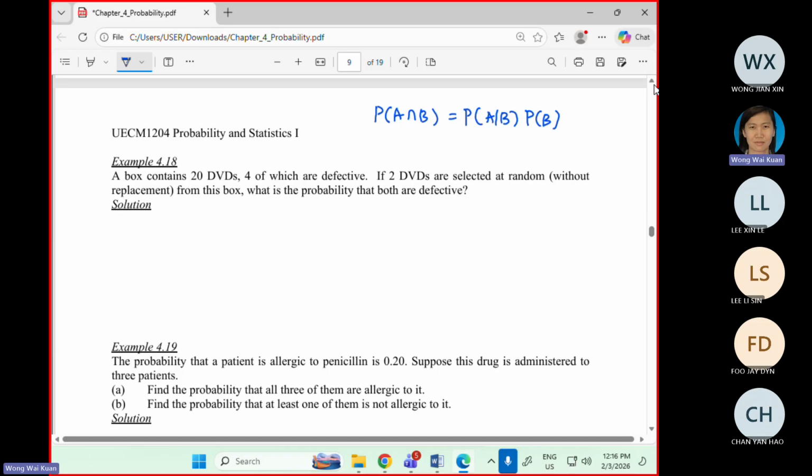Okay, so now I'll give you an example here. A box contains 20 DVDs, of which 4 are defective. If two DVDs are selected at random without replacement, what is the probability that both of them are defective?